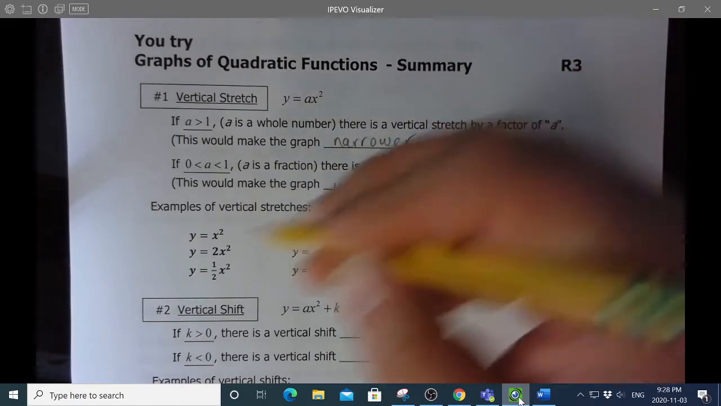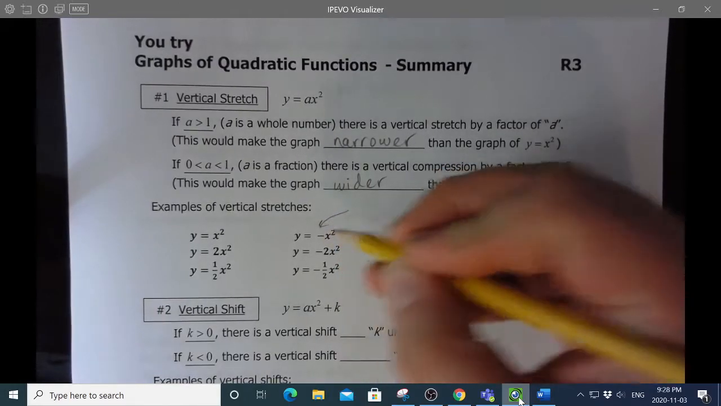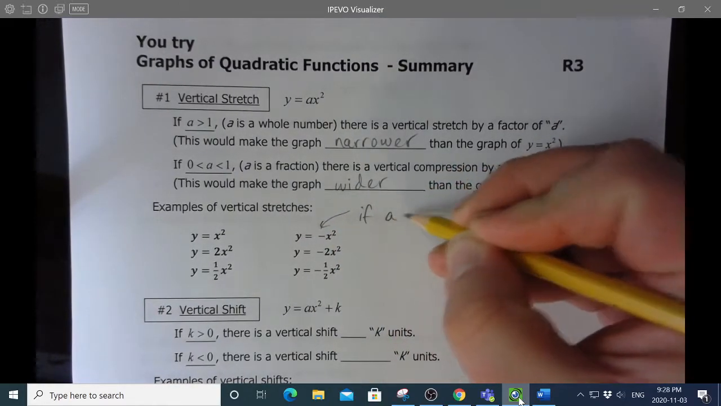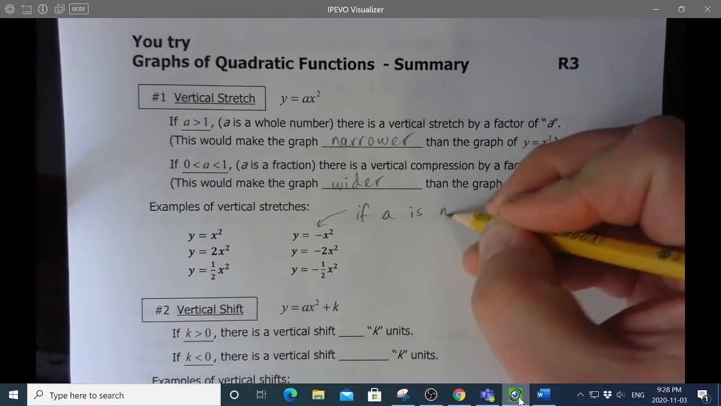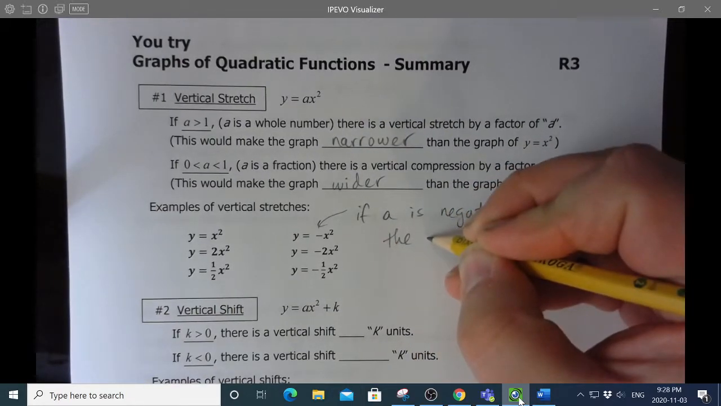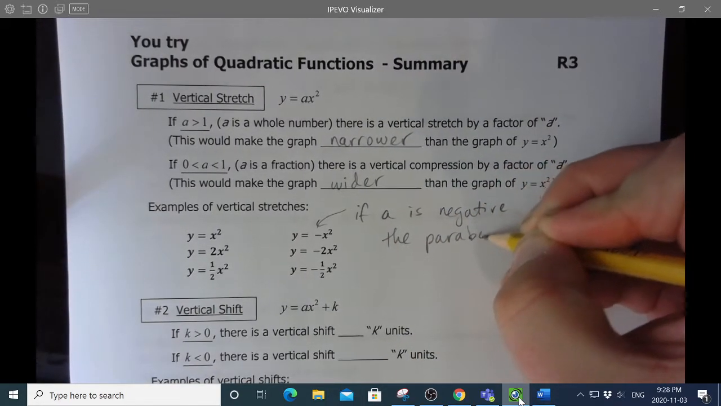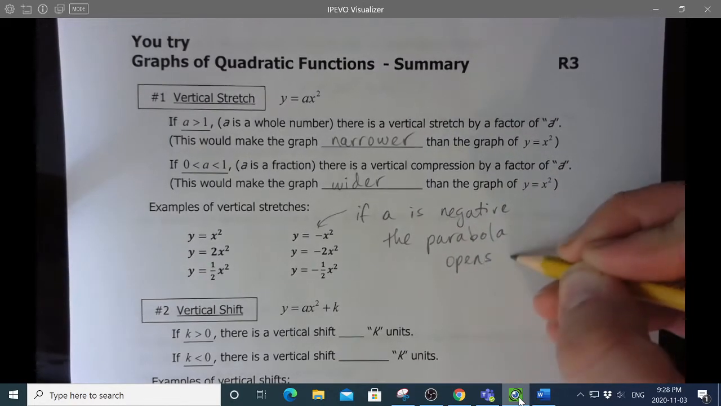Examples of vertical stretches would be these, and of course it doesn't mention it here, but for this column here, if a is negative, the parabola opens downward.